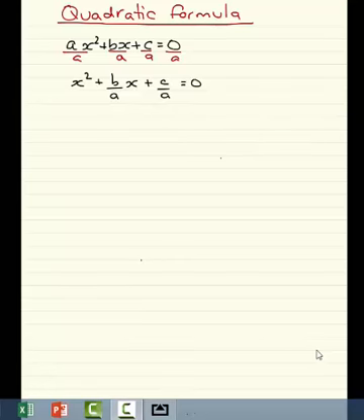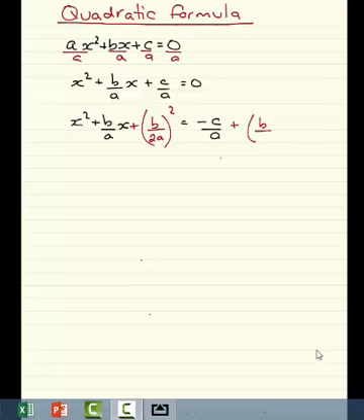Then we're going to complete the square, just like we were doing last lesson. So the constant term gets moved over to the right. So we have x squared plus b over a x is equal to minus c over a. And then to work out what we need to add on to the end of this to make it a perfect square, we halve the coefficient of x. So half of b over a is b over 2a. And then we take that, square it, and add that to both sides. So it's just what we were doing before, except instead of numbers, we're doing it with letters.